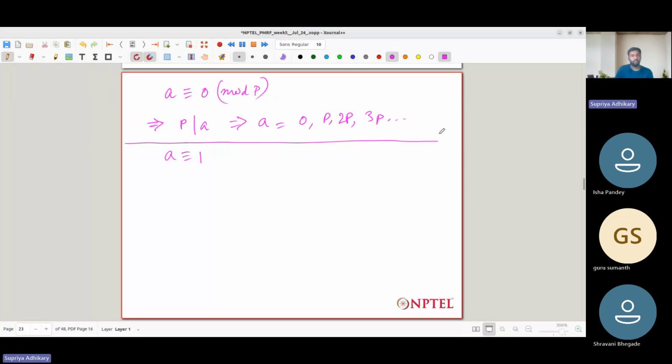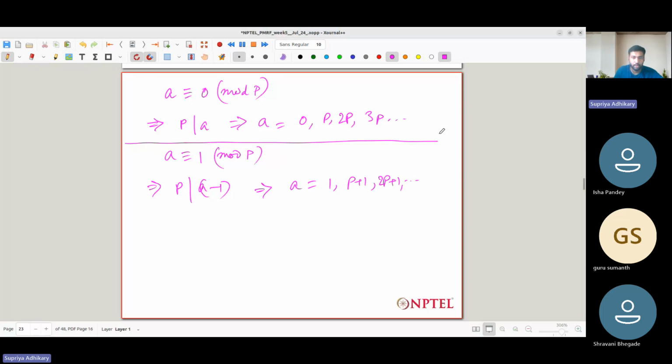We can also find the class of 1 mod p, because 1 does not belong to the class of 0. So definitely there must be another class, a congruent to 1 mod p, something like this. I mean, there must exist a class corresponding to this unit 1. And if we consider a is in this class, then a must be congruent to 1 mod p. And that means that p divides a minus 1. And that will imply that a is of the form 1, p plus 1, 2p plus 1, and so on.